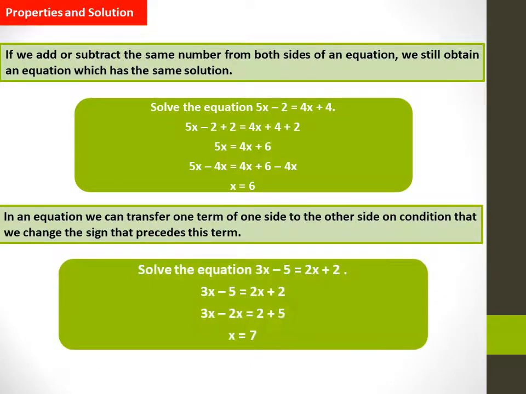In an equation, we can transfer one term of one side to the other side on condition that we change the sign that precedes this term. Let's solve the equation 3x minus 5 equals 2x plus 2. We need to transfer 2x from the second side to the first side and negative 5 from the first side to the second side. We obtain 3x minus 2x equals 2 plus 5. So x is equal to 7.